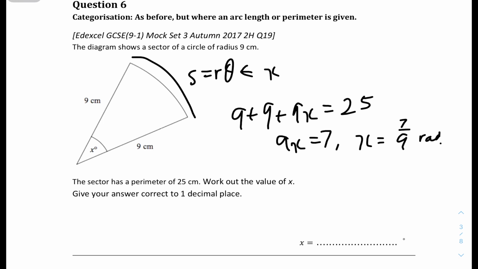But we're not done yet because we have to turn it into degrees. To turn radians into degrees, you do the radians times 180 over pi. So you get a final value of around 44.6 to 1 decimal place. And that's the answer, 44.6.